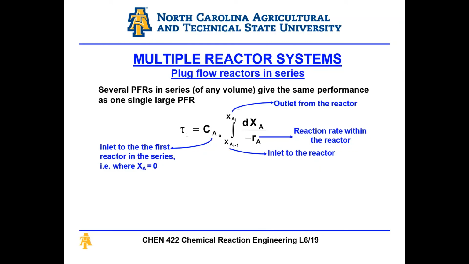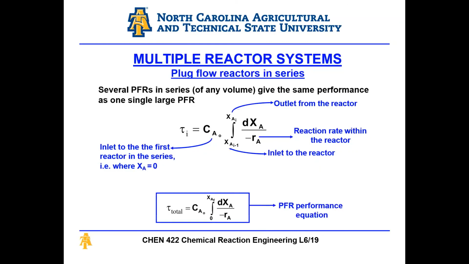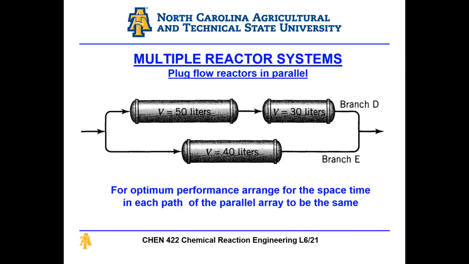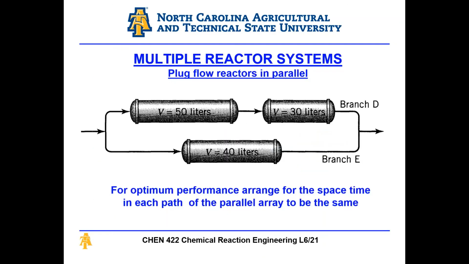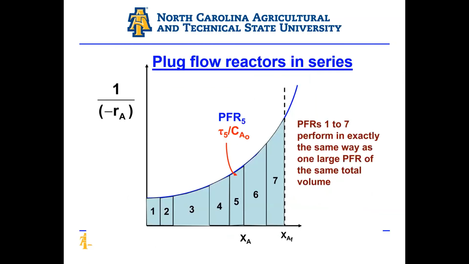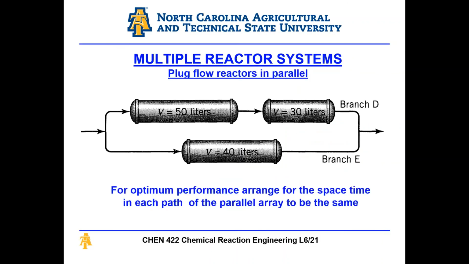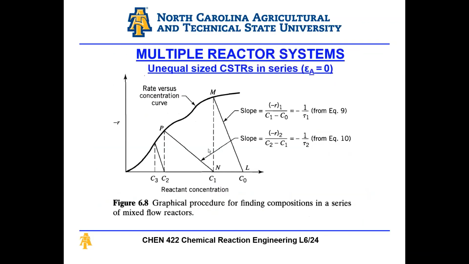We then looked at multiple PFRs in series and multiple PFRs in parallel, and we set the metrics. If you have multiple PFRs in series, they will perform the same as one large PFR with the same overall volume. If you have multiple PFRs in parallel, they will perform as a single PFR as long as the space-time is the same in both legs. So for optimum performance, I need to arrange them such that the space-time is the same in both legs.